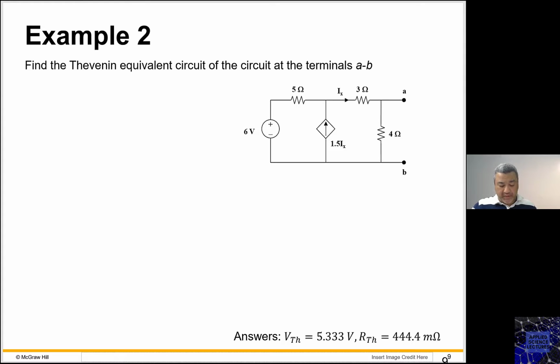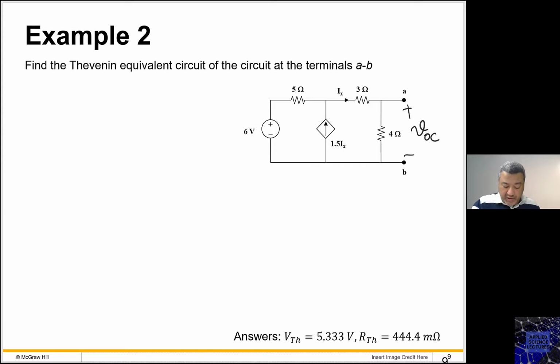So let's see an example here. We have this circuit. We need to find the Thevenin's equivalent circuit to this. Notice that the load is already taken away. I don't have a load connected to that circuit. So I can right away find the open circuit voltage at the output. So how do I do this? Well, this is the V open circuit right here at the output.